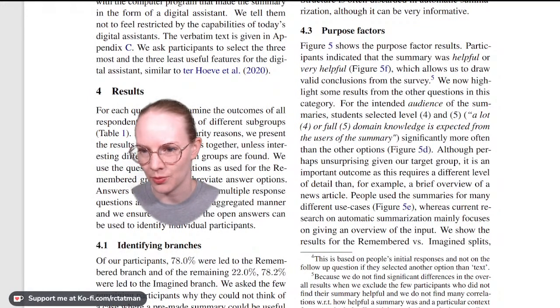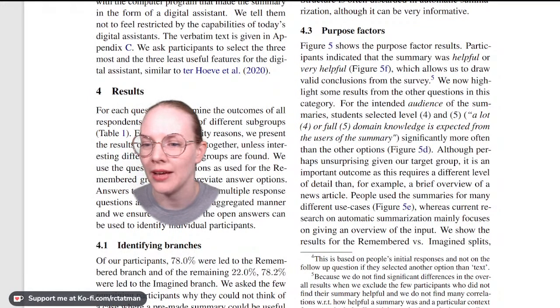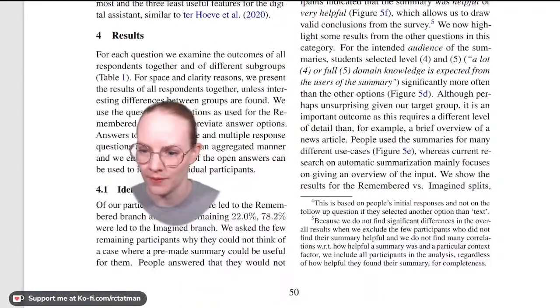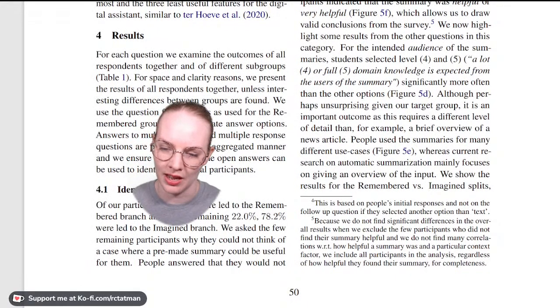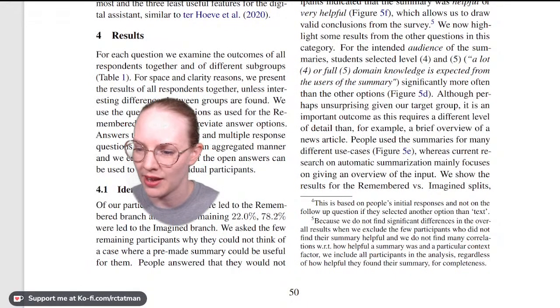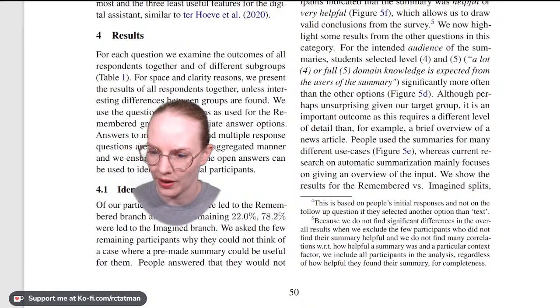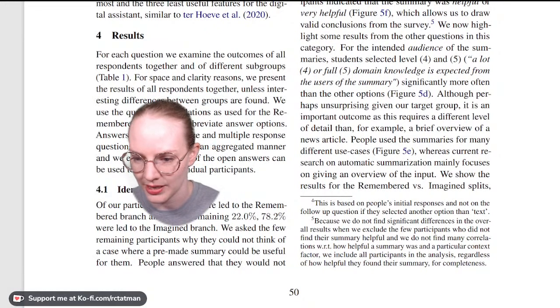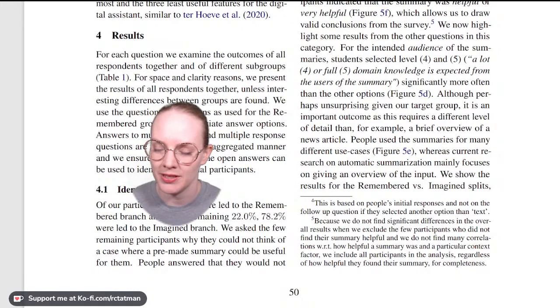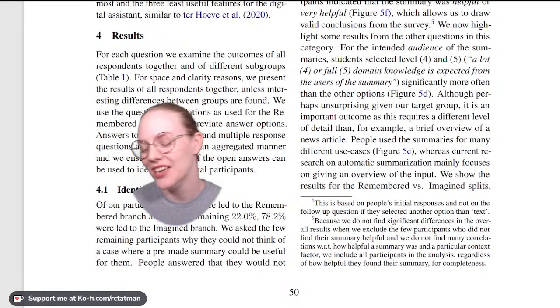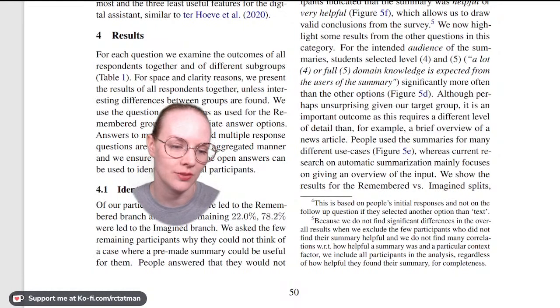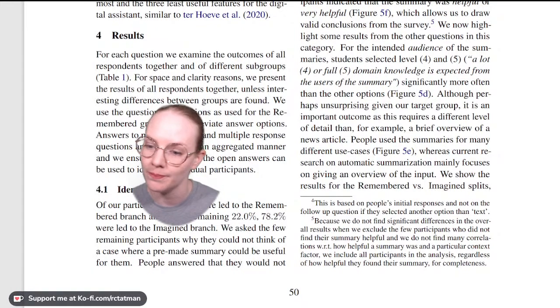Participants identified that the summary was helpful or very helpful, which allowed us to draw valid conclusions from the survey. Because we did not find significant differences in the overall results when we exclude the few participants who did not find their summary helpful, and we do not find many correlations with regard to how helpful a summary was and a particular context factor, we include all participants in the analysis, regardless of how helpful they found their summary, for completeness. Okay, and also I imagine statistical power. So basically they're like, we didn't see a huge difference when we did or didn't include them, so we just kept them.